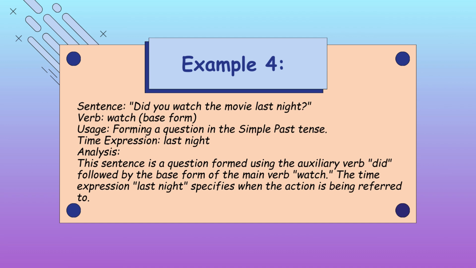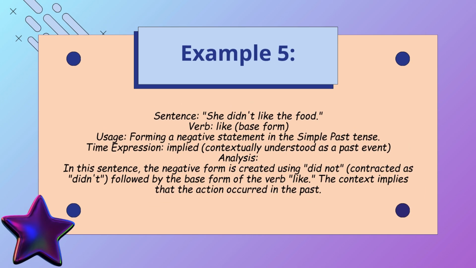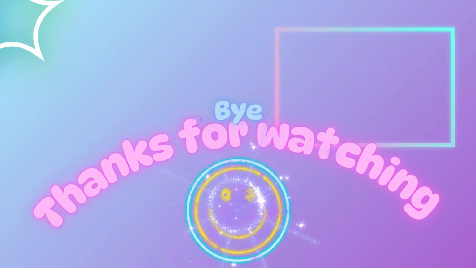And the last example: She didn't like the food. This is the negative form. We have the verb like, base form of the verb, forming a negative statement in the simple past tense. This is the usage. The time expression is implied contextually; we can understand that it is a past event. Analysis: in this sentence, the negative form is created using did not, contracted as didn't, followed by the base form of the verb like. The context implies that the action occurred in the past.